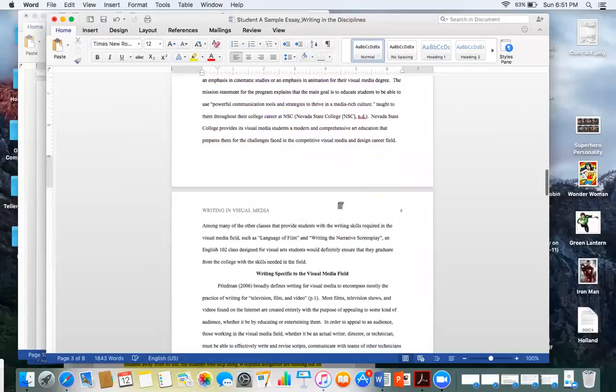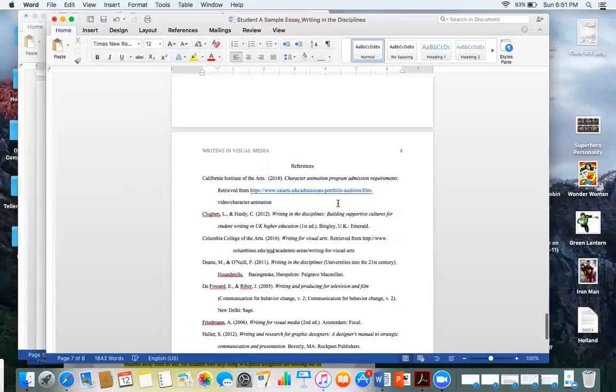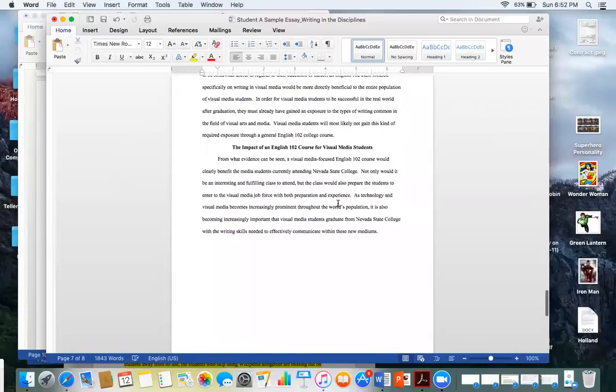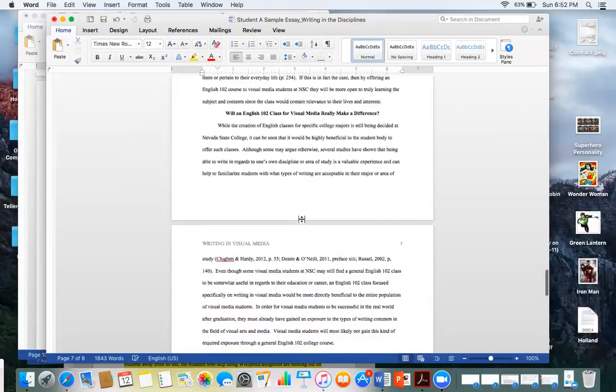If you scroll through this document, you're going to see this student actually ended up writing. If you take out that cover page, let's see, their writing actually stops on 7. So actually their essay was a little bit short.